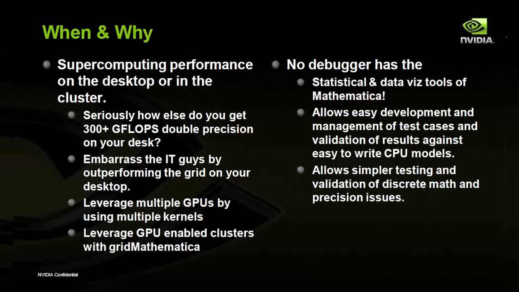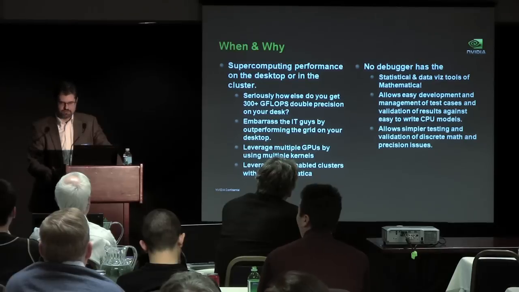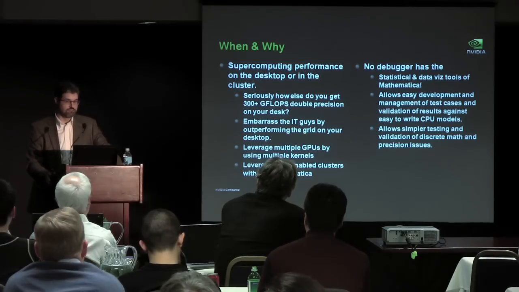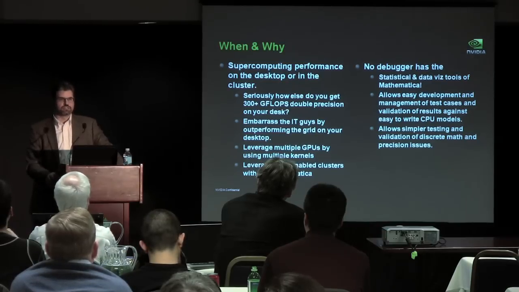Part of it is that if you do that, you get supercomputer performance on your desktop. Realistically, where else are you getting 300 gigaflops on your desk? That's a relatively small machine. You can get machines with multiple cards. It is frequently the case that our customers doing GPU computing on their desktop will outperform a small grid.